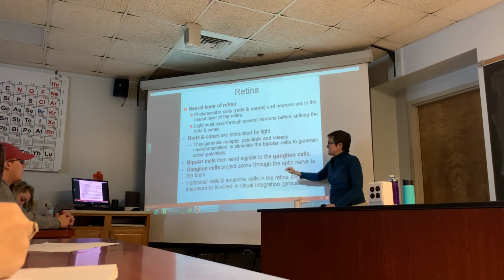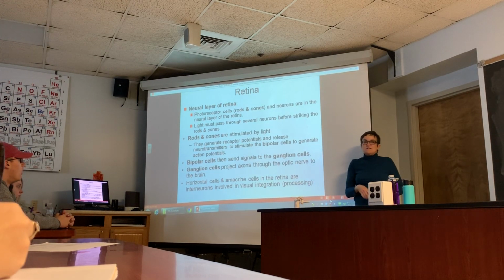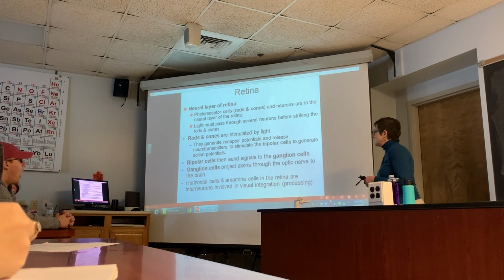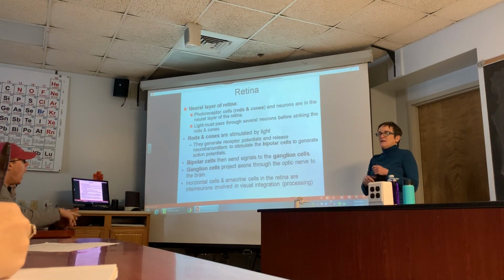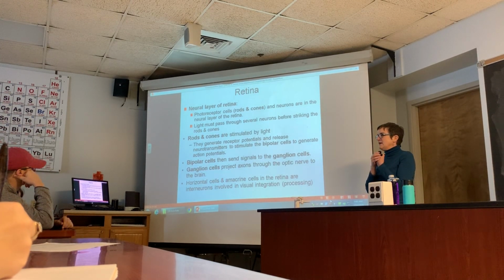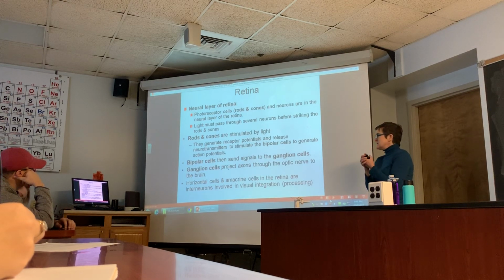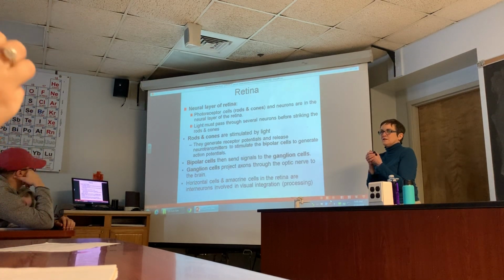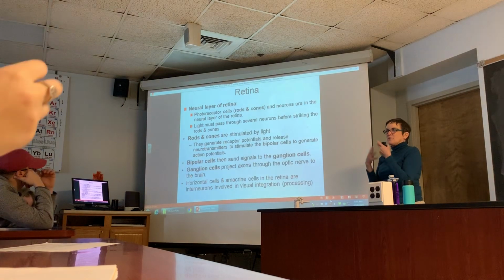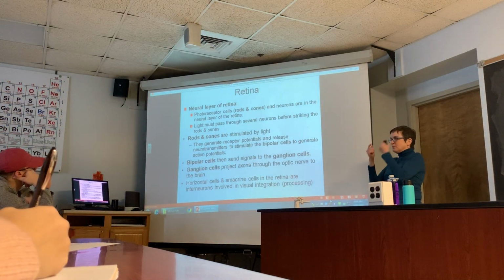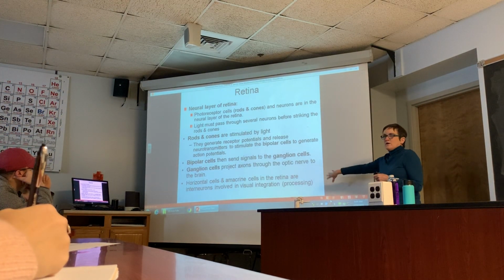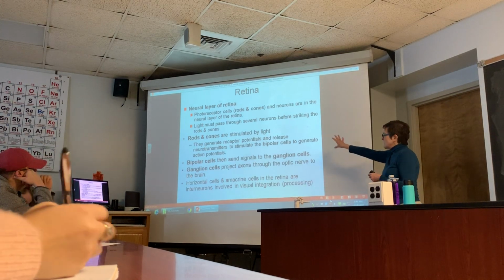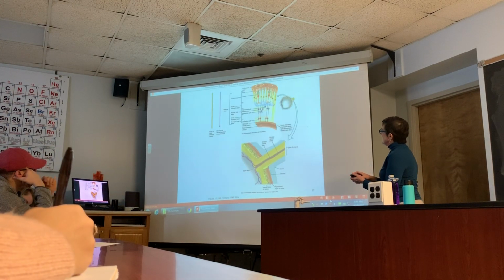The other ones, the horizontal and amacrine cells, you can see them in the pictures. Those are actually interneurons. The retina actually is sort of an extension of the brain in that it has interneurons in it that process visual information. There's a lot of processing that goes on even before you get to the brain. We're not going to worry about those though. We're just going to focus on those other cells.